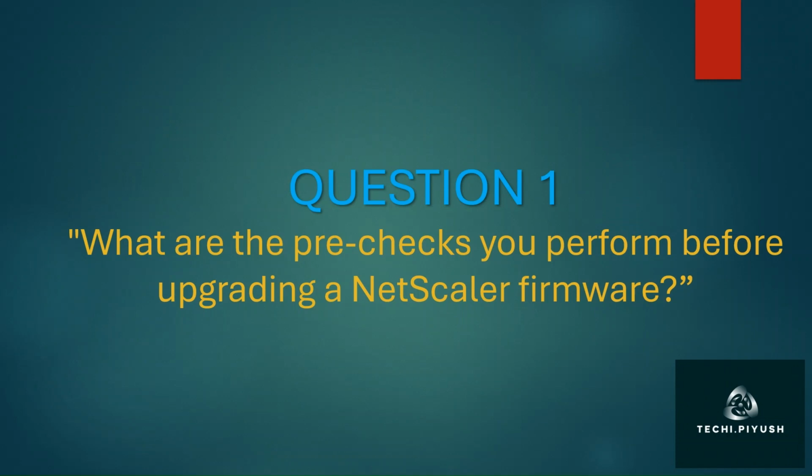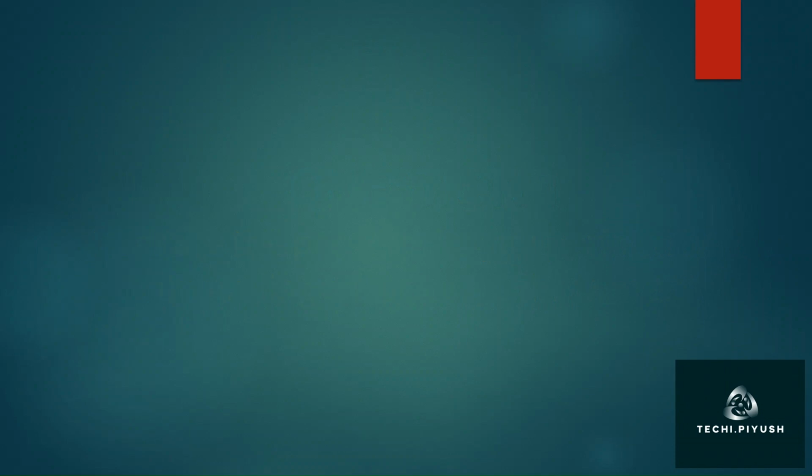Our first question on the upgrade scenario is about the Netscaler firmware upgrade. What are the pre-checks you perform before upgrading a Netscaler firmware? The checks which I perform: first, taking the backup of all the configuration and the certificates before upgrading. Second, I verify firmware compatibility with the existing setup to ensure there won't be any issues post upgrade. The third and last one is to check high availability synchronization to ensure both nodes are in sync before starting the upgrade process.